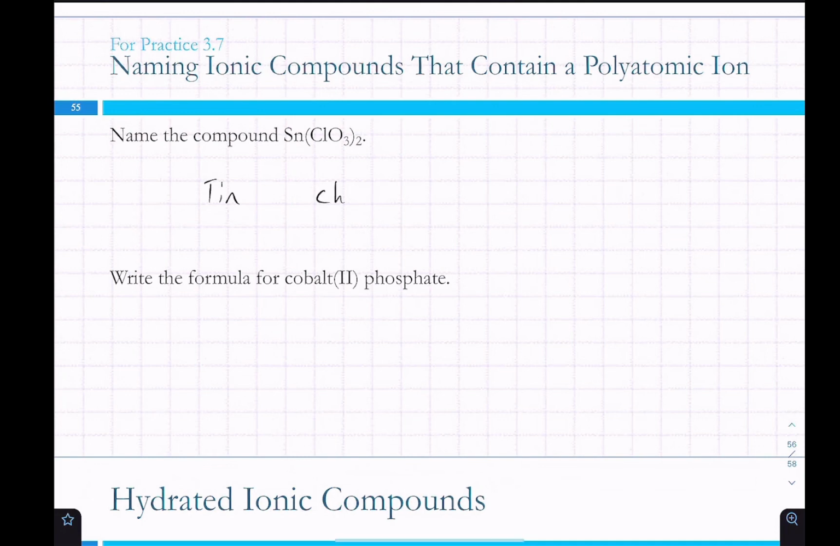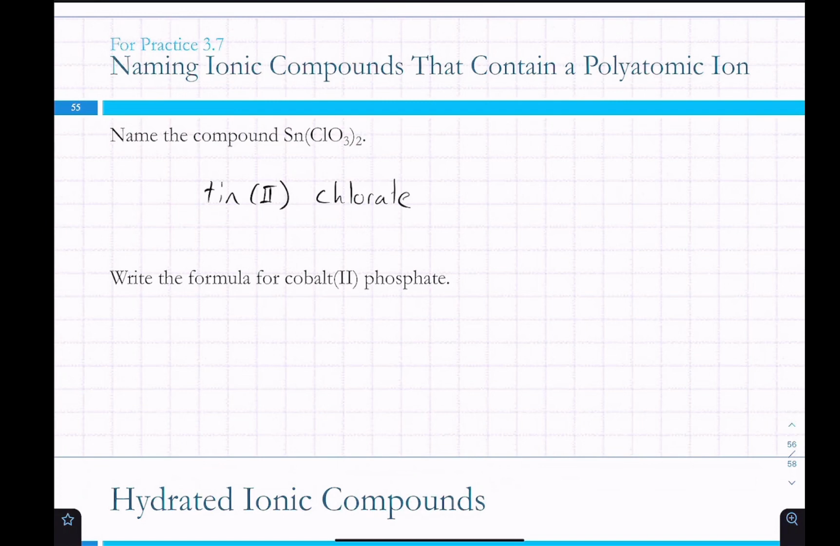What charge does chlorate have? 1 minus. And we have 2 chlorates. So what is the charge on tin? 2. Does tin form more than one type of charge? It does indeed. I don't know why I wrote this with a capital T. Tin, and so that'll be tin(II) chlorate, or stannous chlorate. Tin is 2 plus and 4 plus.